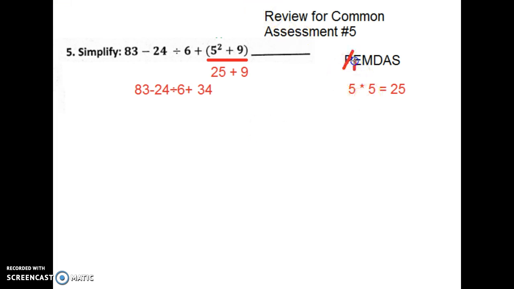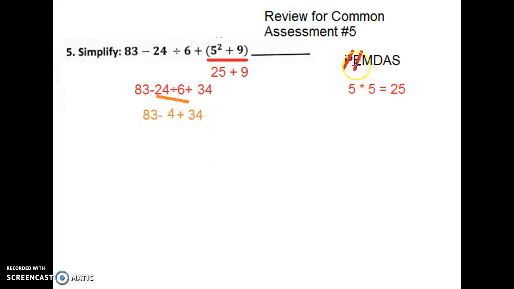I don't have any exponents. Do I have multiplication or division? I do. I don't have multiplication, but I have division, right? And whichever comes first. If I had multiplication over here, I'd have to do that first. But I don't. So I have my division right here. So let's do this next. I'm going to change my color again. 24 divided by 6. That's going to equal 4, right? And again, I'm bringing down the rest of my question. So 83 minus 4 plus 34, right? Whoa. And there we go.